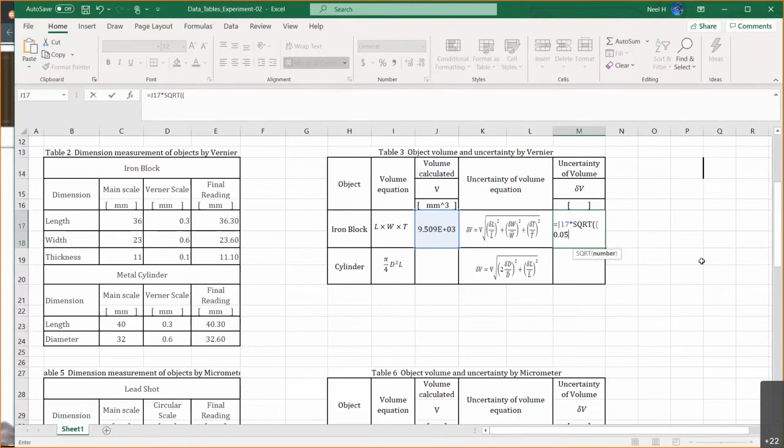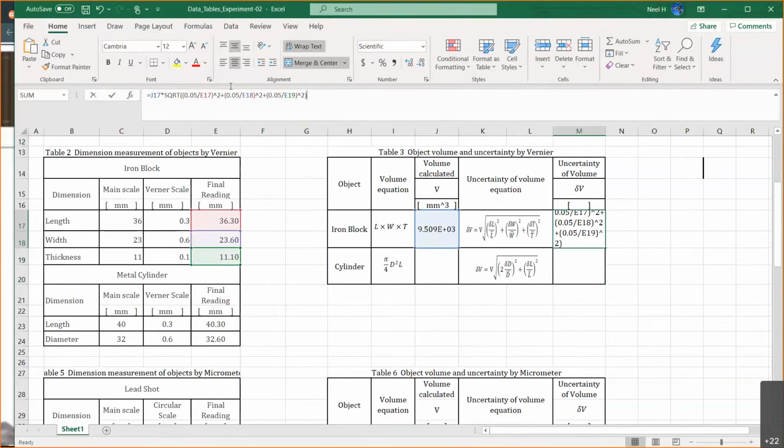0.05 millimeters divided by length itself, close brackets, power 2 plus open brackets, 0.05, same error for the measurement because same instrument I used there, divide by width and close bracket, power 2 plus open brackets, 0.05 divide by thickness, close brackets, power 2, close outer bracket for the square root, hit enter. Then you will get the error for that calculation.